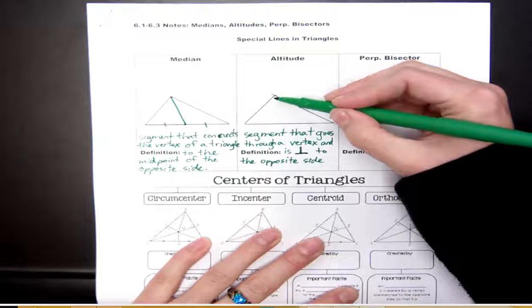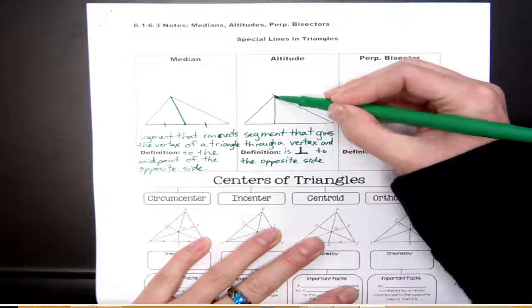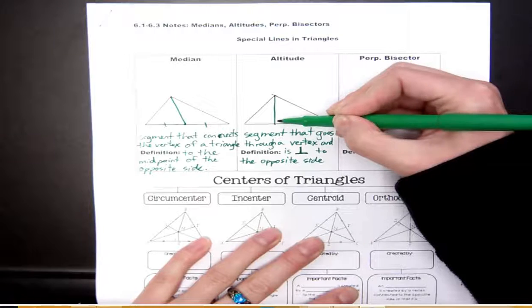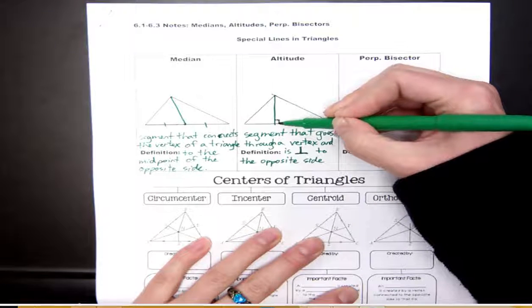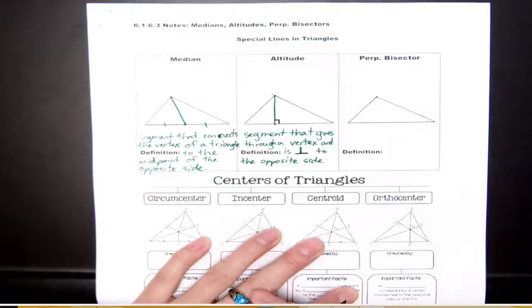And so altitudes, even if you have a triangle like this, it's often not going to the center of that other side. It's just wherever you can get that perpendicular line.